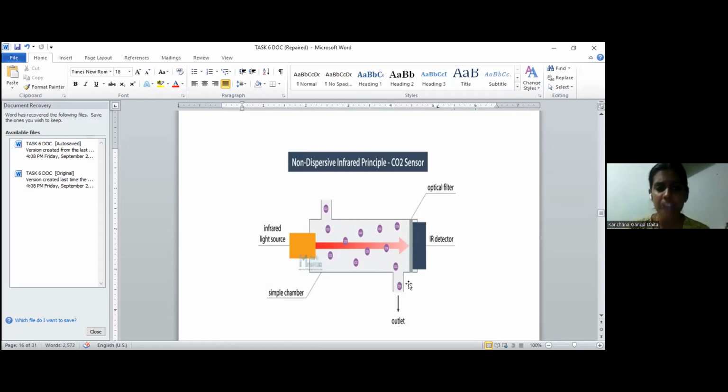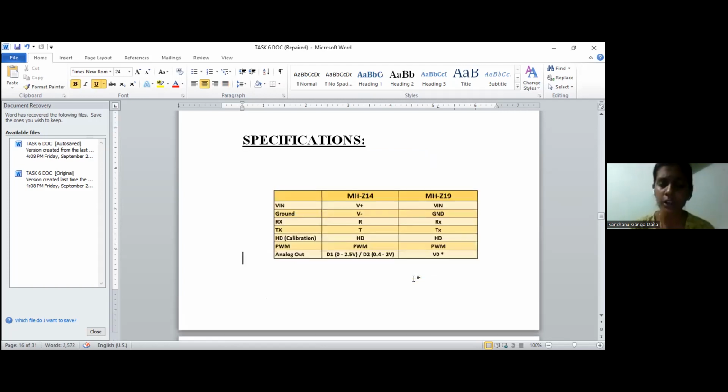This is a simple chamber. We can use any of those shapes, and this is the outlet. After IR detection, the outlet will be like this. It also has some specifications. The CO2 sensor has two types: one is MHZ14 and the other one is MHZ19. There are very small differences between those two.